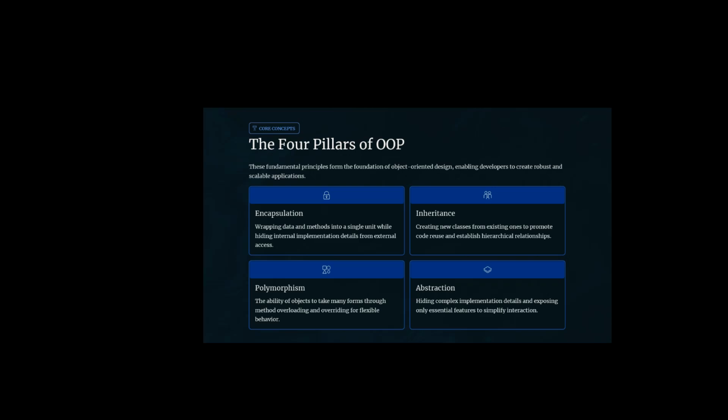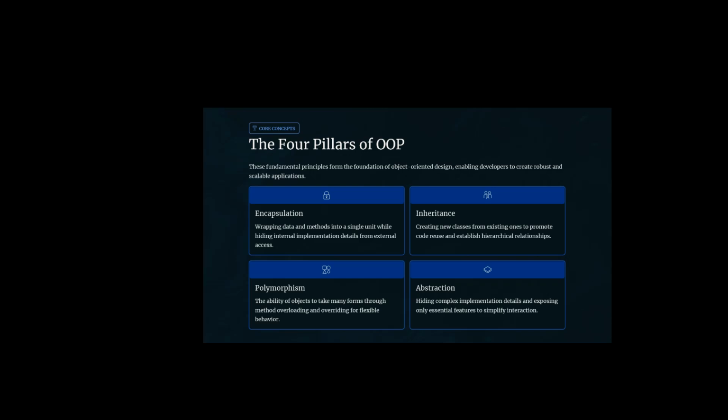Talking about polymorphism, the ability of objects to take many forms through method overloading and overriding for flexible behavior. Well, if an object is able to take several forms, either through method overloading or overriding for flexible behavior, it is referred to as polymorphism. Talking about abstraction, well, hiding complex implementation details and exposing only essential features to simplify interaction, keeping the content very abstract. We are hiding complex implementation details, only making relevant content visible.